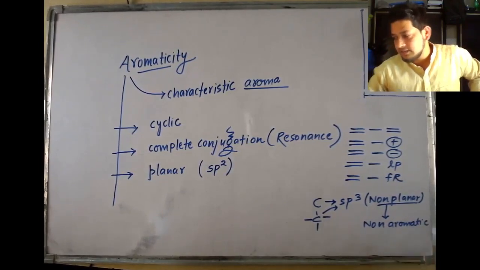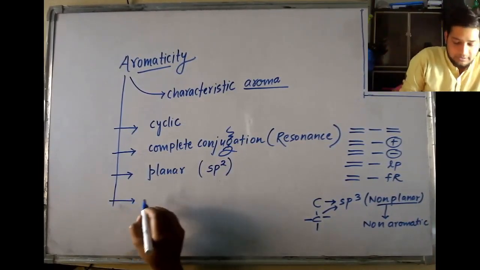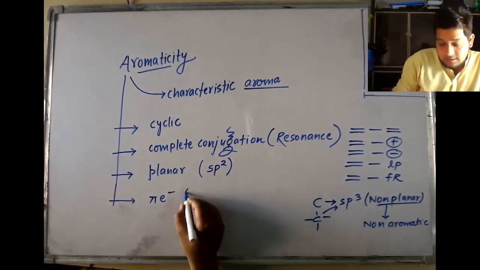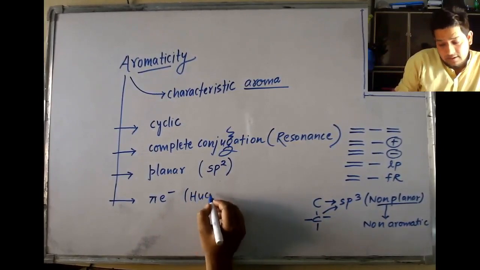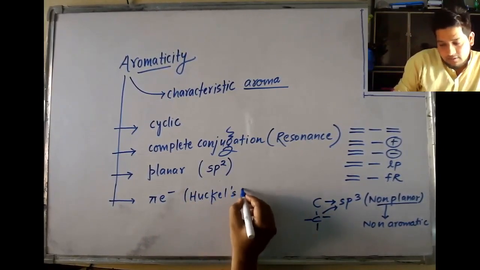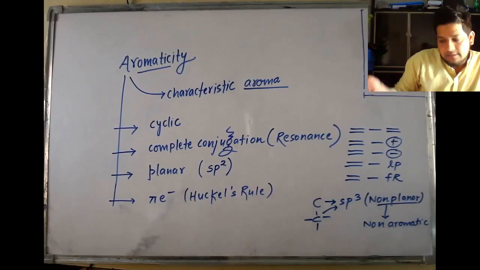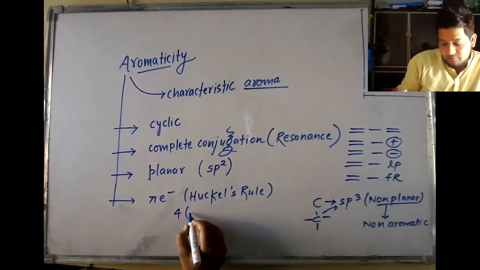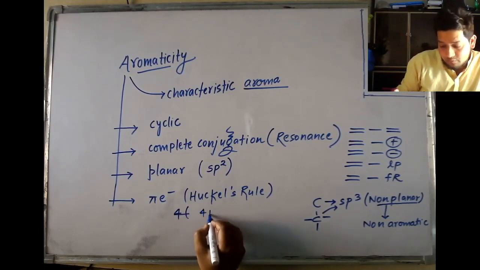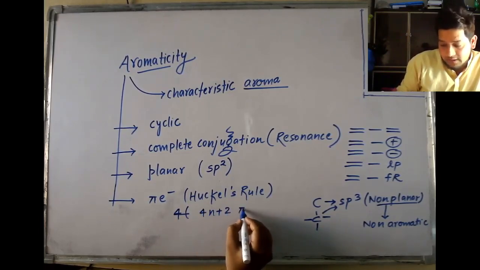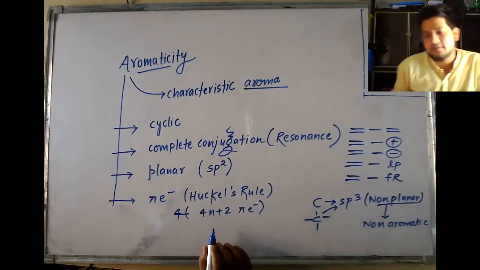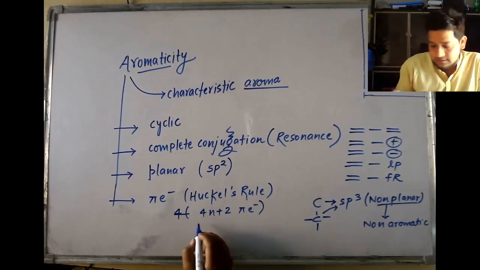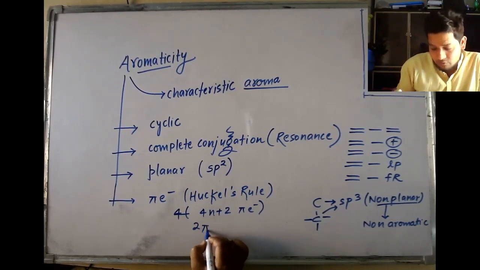Now, last but not the least, we have to find the pi electrons. That's an important thing also. Pi electrons must be in accordance with Huckel's rule. Now, let us discuss Huckel's rule. It says the pi electrons will be in the format of 4n plus 2. Consider n to be any integer starting from 0. We can have 2 pi electrons for n equals 0.